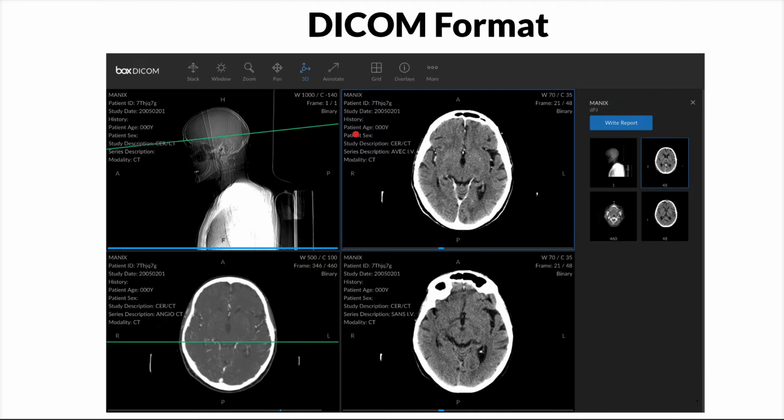Okay. All right, so what do you know about DICOM? Let me ask the question again. What do you know about DICOM? We'll type your answer. Okay, so let's go.